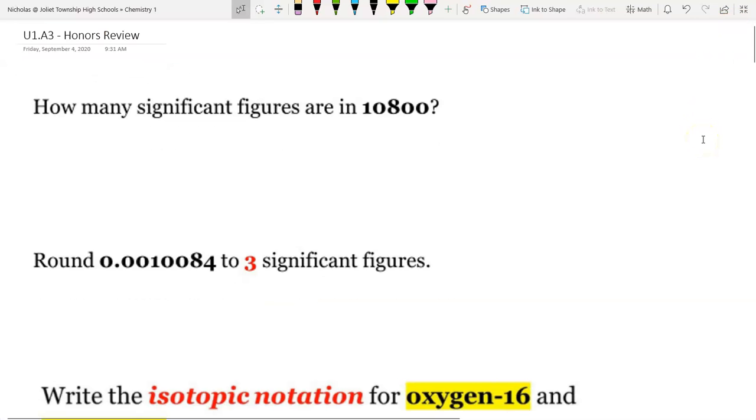In this video we're going to do a quick review of the problems we went through in class. For the first question, it says, how many sig figs are in 10,800?